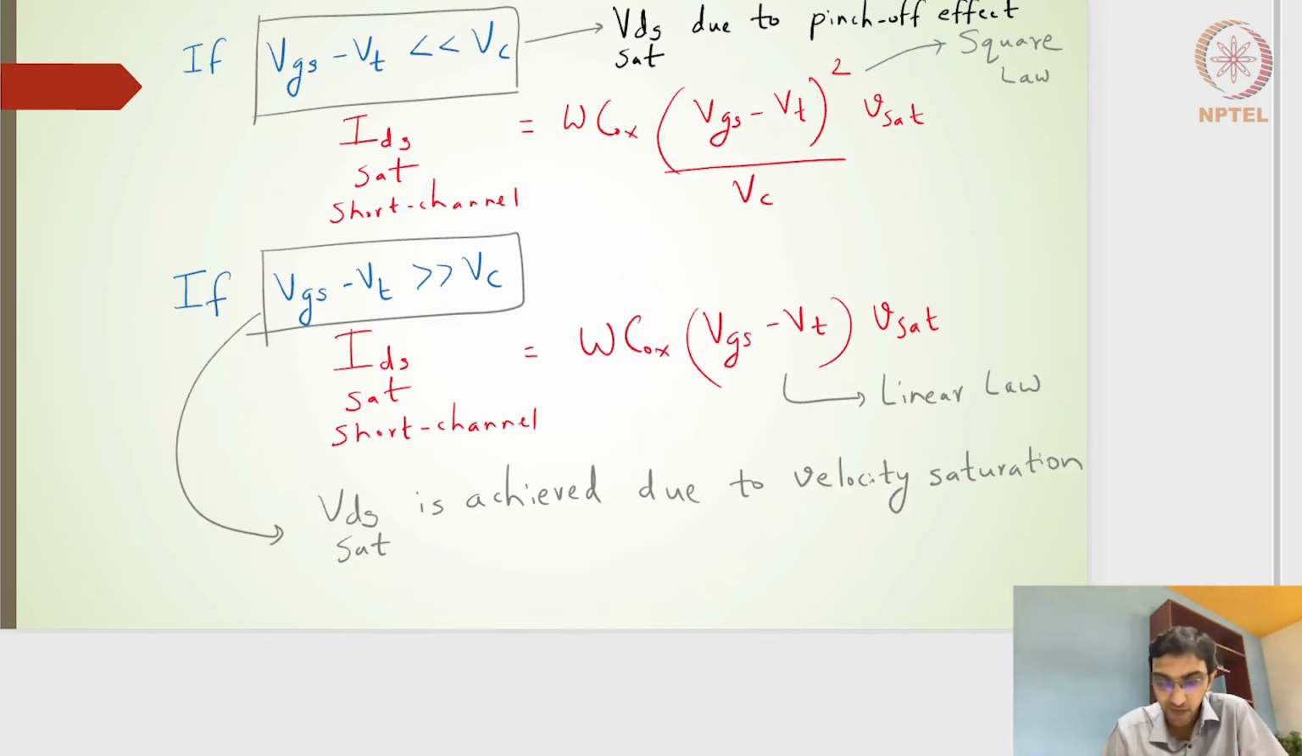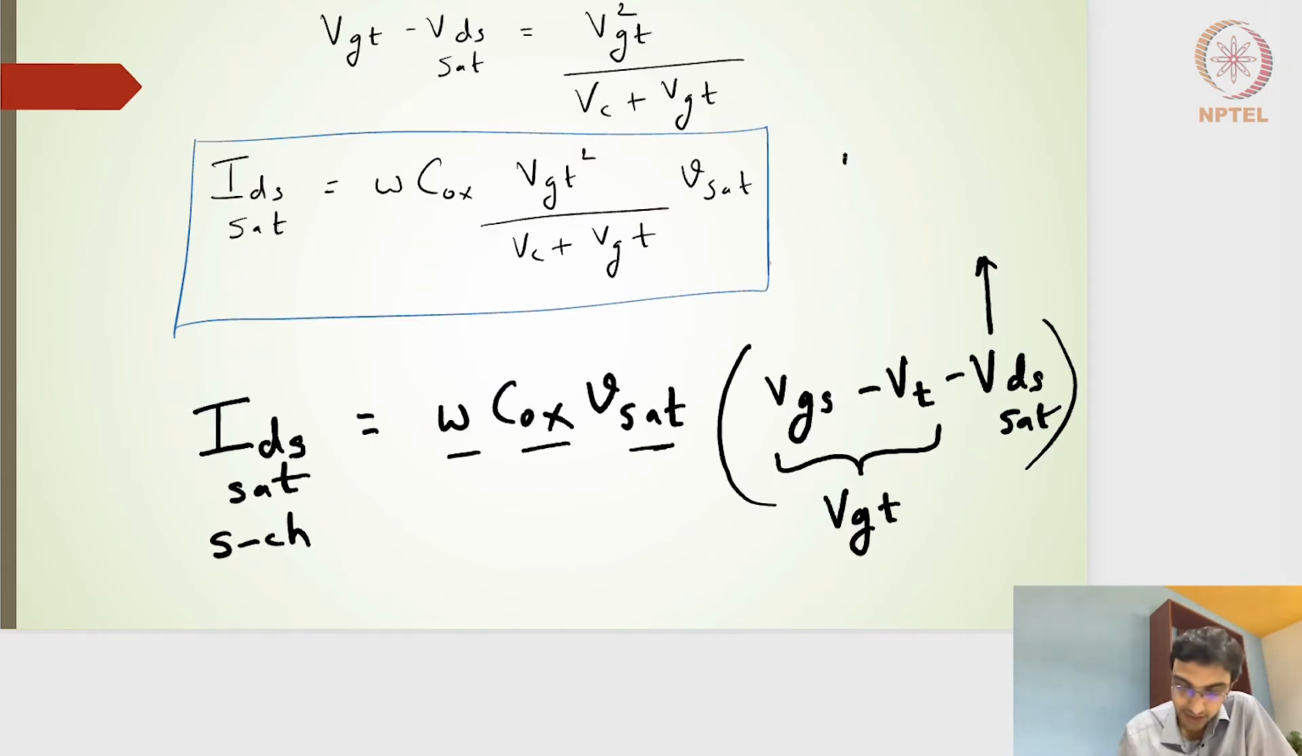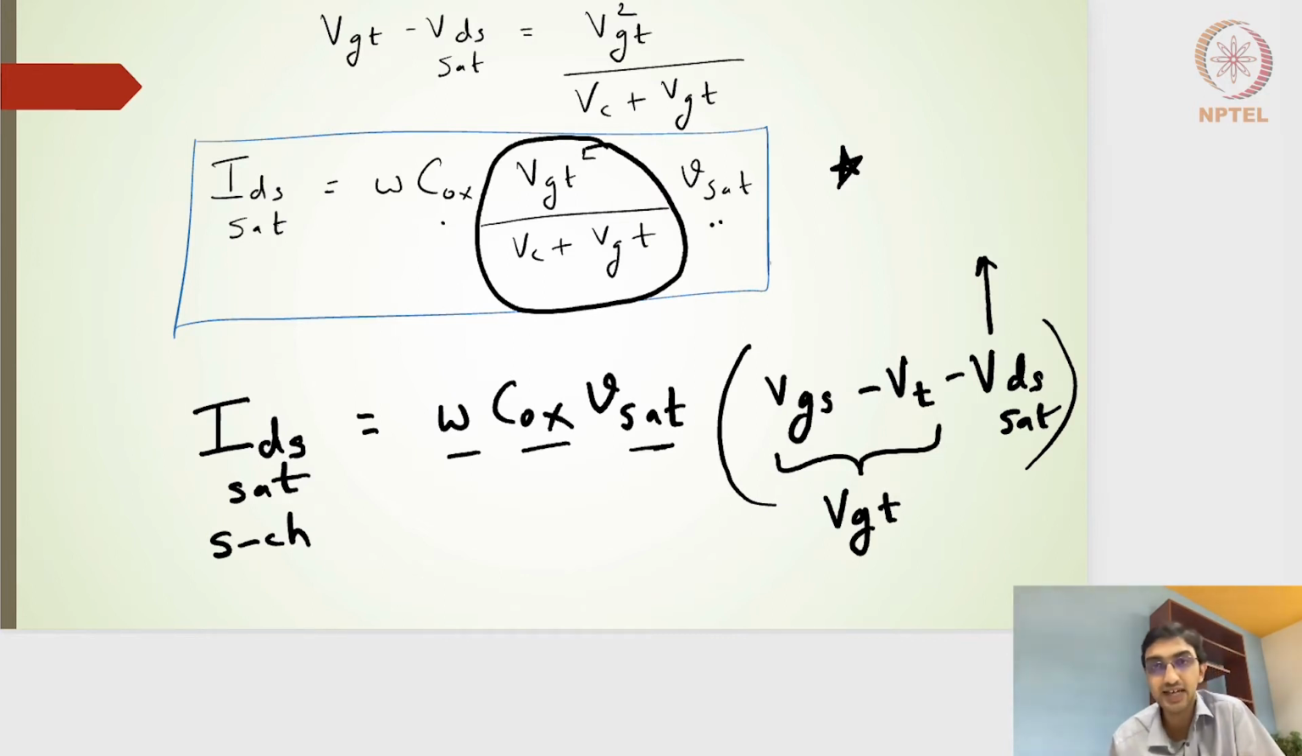Now if I consider the previous expression, especially take out this particular term VGS minus VT, the other three variables, W, C oxide, and velocity saturation, are basically constant parameters. They are not going to change.